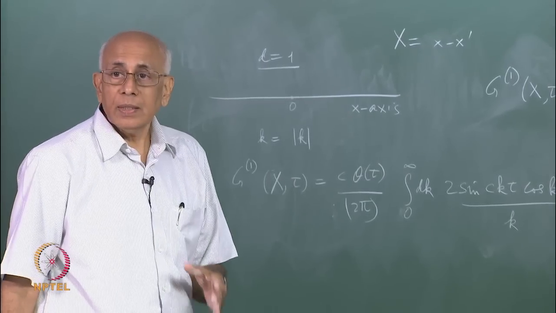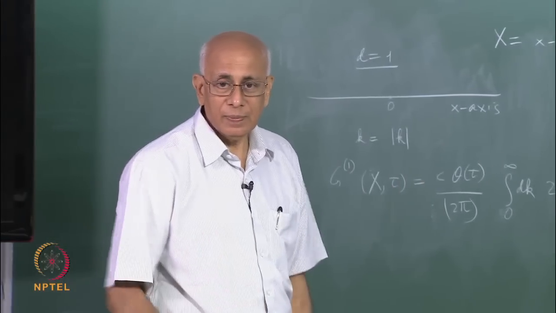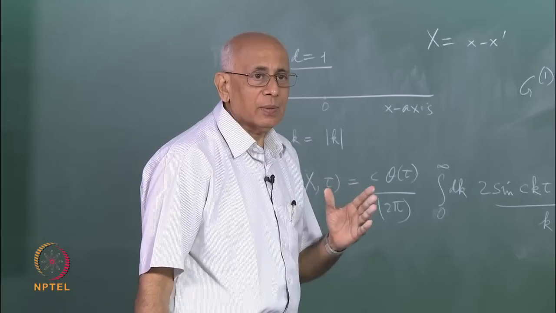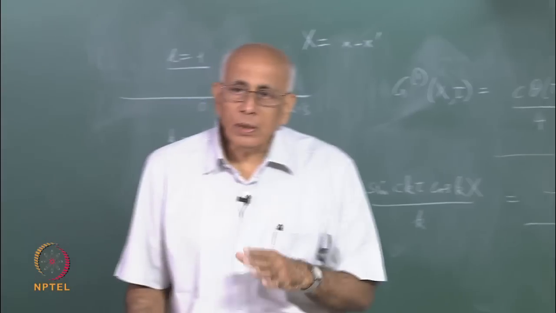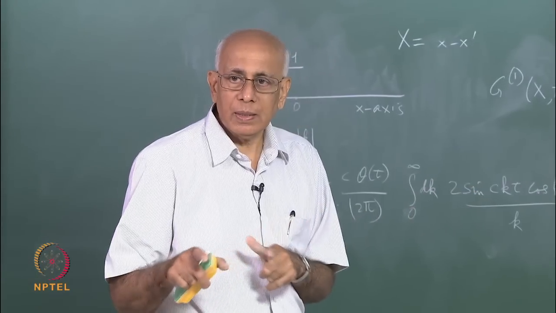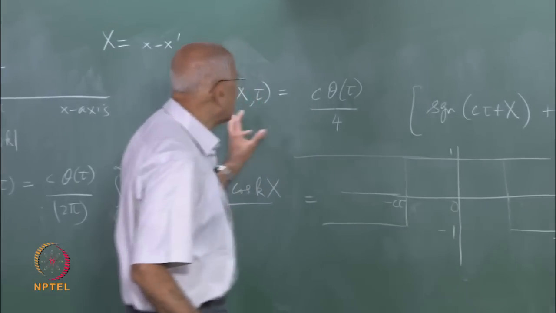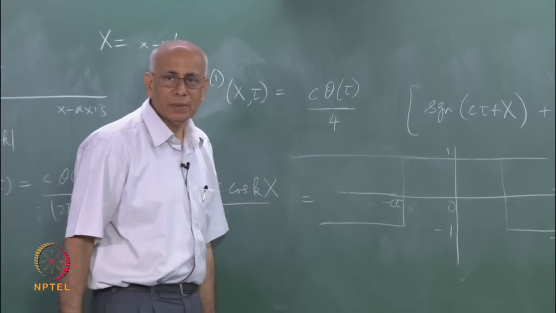Notice that what this implies is that the response stays forever. You started with a delta function, that was an infinitely strong signal, but that is now spread out. So for all time such that t is greater than t prime plus mod x minus x prime over c, this guy here is a constant. This Green function is a constant. That is a peculiarity of one dimension.